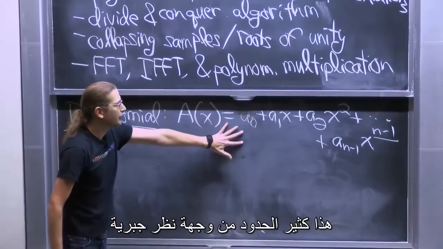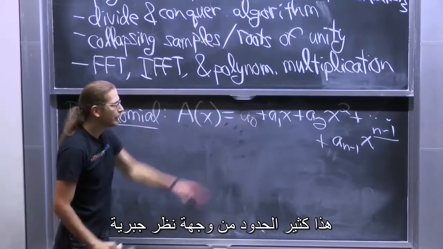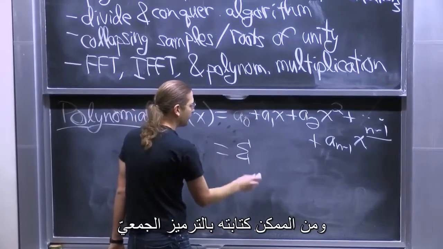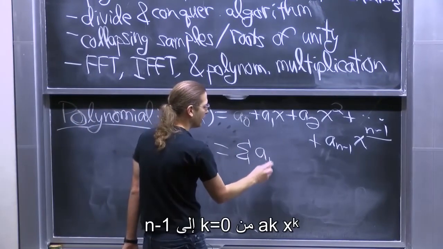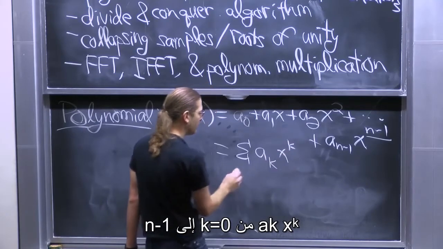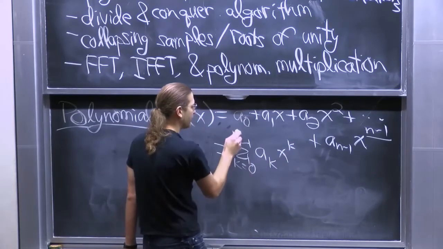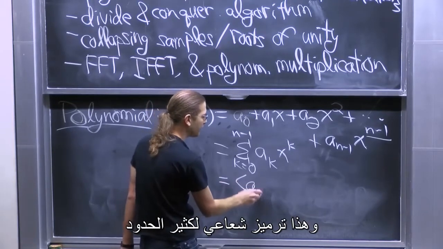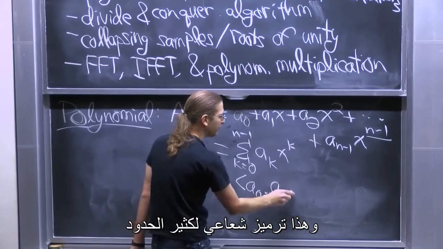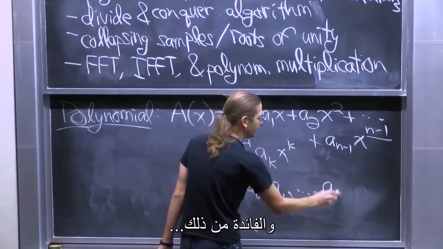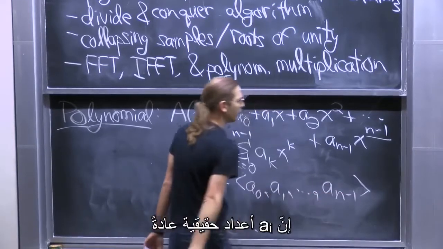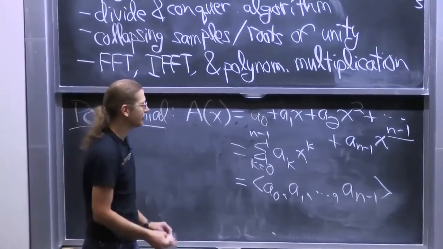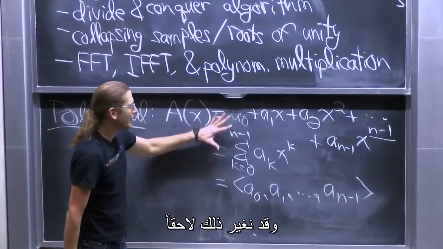So this is the traditional algebraic way of thinking about a polynomial. Of course, you can write it with summation notation: a_k x to the k, k equals 0 to n minus 1. We'll jump back and forth between them. I'm also going to introduce a vector notation for polynomials. So the a_i's are real numbers, typically. We might change that at some point.